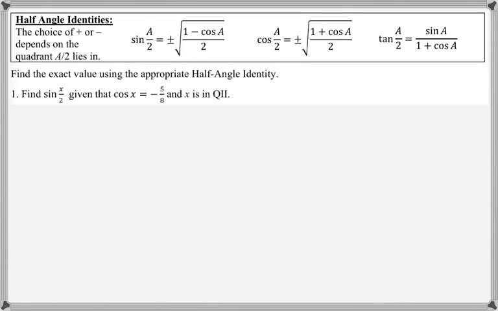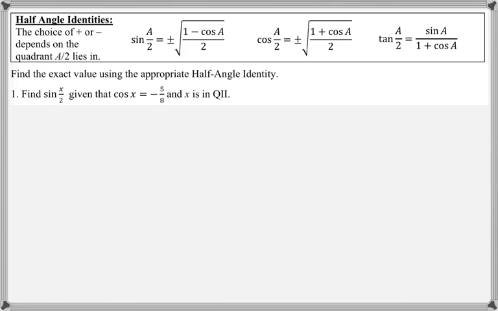Our next identities are the half-angle identities. So we have three of them here, and you'll notice that we have these plus minuses on the sine and cosine. And the choice of plus or minus depends on the quadrant that a over 2 lies in. So we'll talk more about that when we get to it.